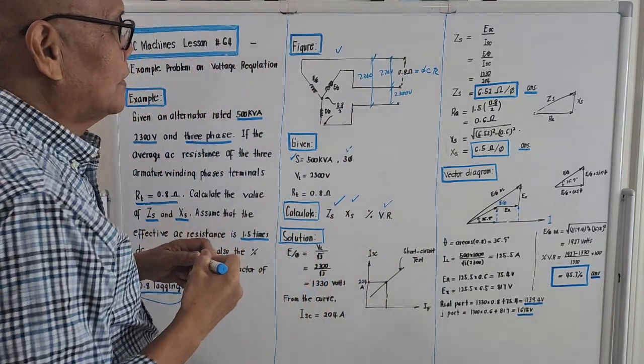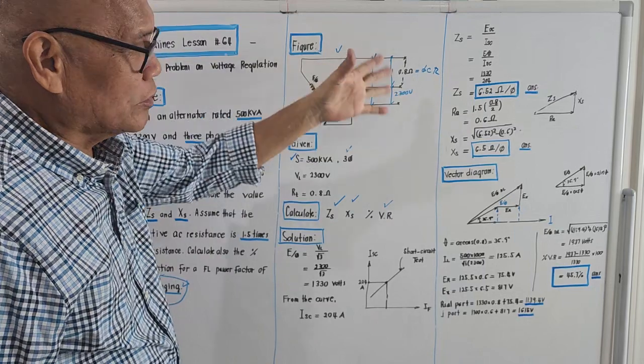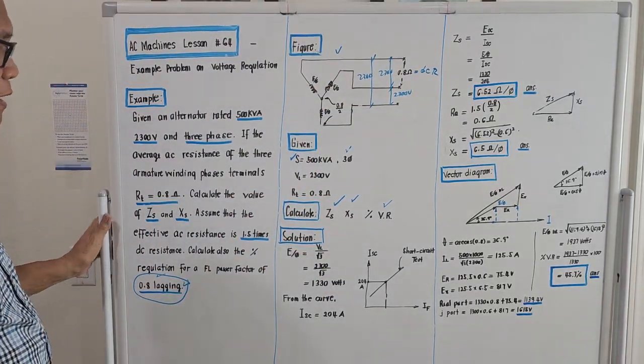Right? 2300, this is 2300, it's balanced, it's an alternator. Okay, let's try to bring out the solution now.